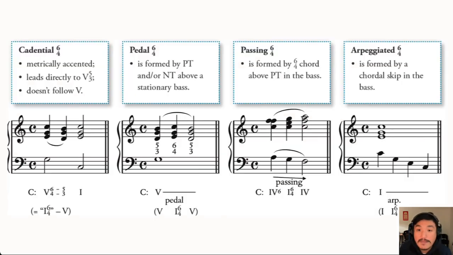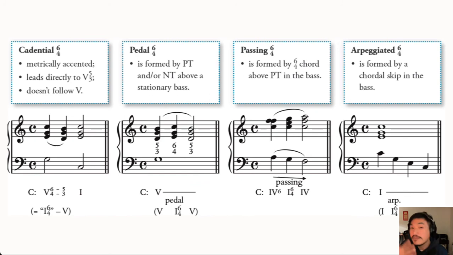Okay, so the final slide I have here is a very good one because it sort of summarizes all of the different types. Just to show you, right? So the cadential 6/4 we've talked about, metrically accented, leads directly to 5 root position, does not follow 5, right? So we have to go straight to the cadential 6/4 and then to 5, also known as 1 6/4 5, also known as 1C5, for example. Pedal 6/4 is formed by a passing tone and/or neighbor tone above a stationary bass. So if it's a 6/4 chord that's caused by a held pedal in the bass, then that's a pedal 6/4.